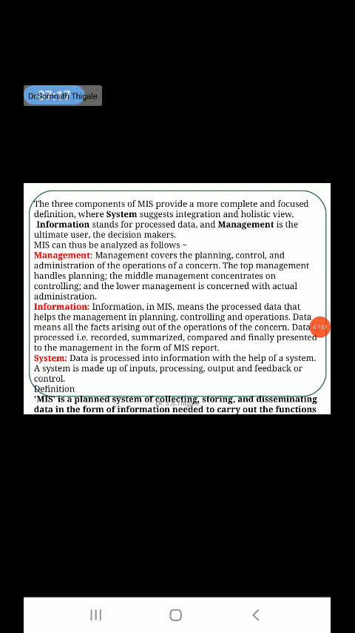So the top management handles planning, middle management concentrates on the controlling, and the lower management is concerned with actual administration work. Next part is information. Information in MIS means the processed data that helps the management in planning, controlling and operations. The data is processed, recorded, summarized, compared and finally presented to the management in the form of an MIS report. So management has to take a decision.